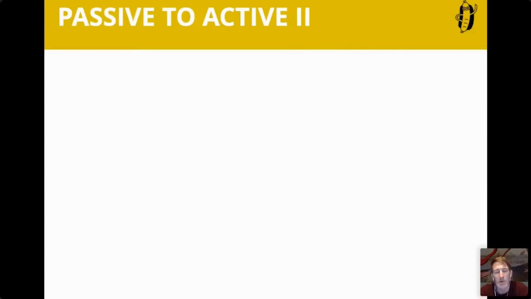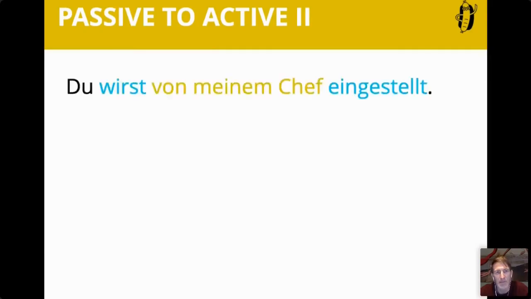I took these from an old book of mine, a bit advanced, but hopefully you can still follow it. So, you are being employed by my boss. Do it yourself. What's the new subject? What has to go in place of the "you"? And then how do you change "eingestellt"? And then how do you turn "du" into the accusative?